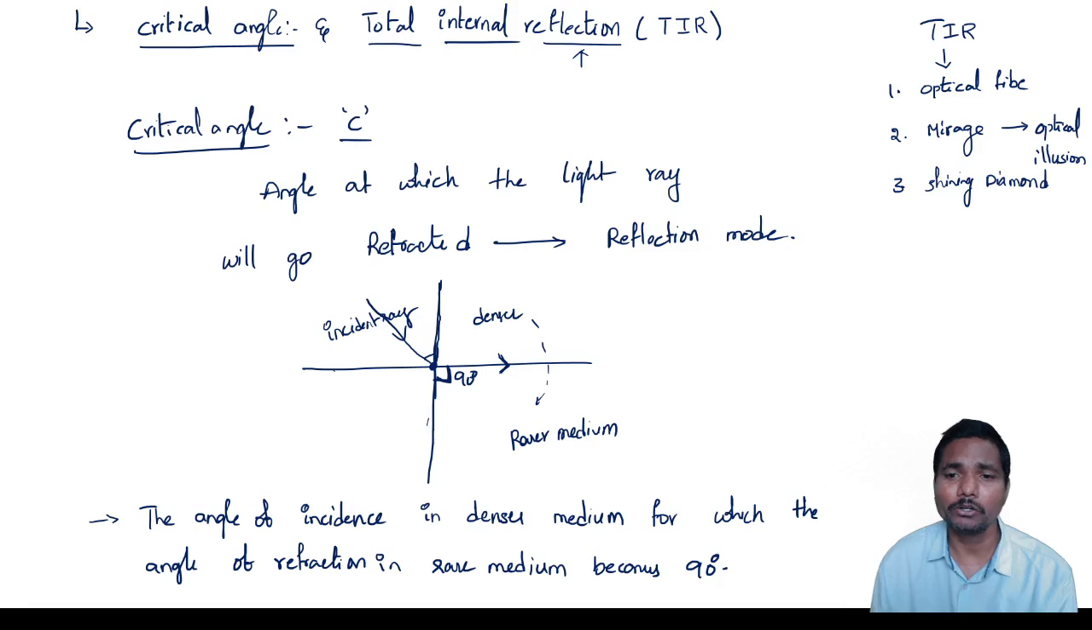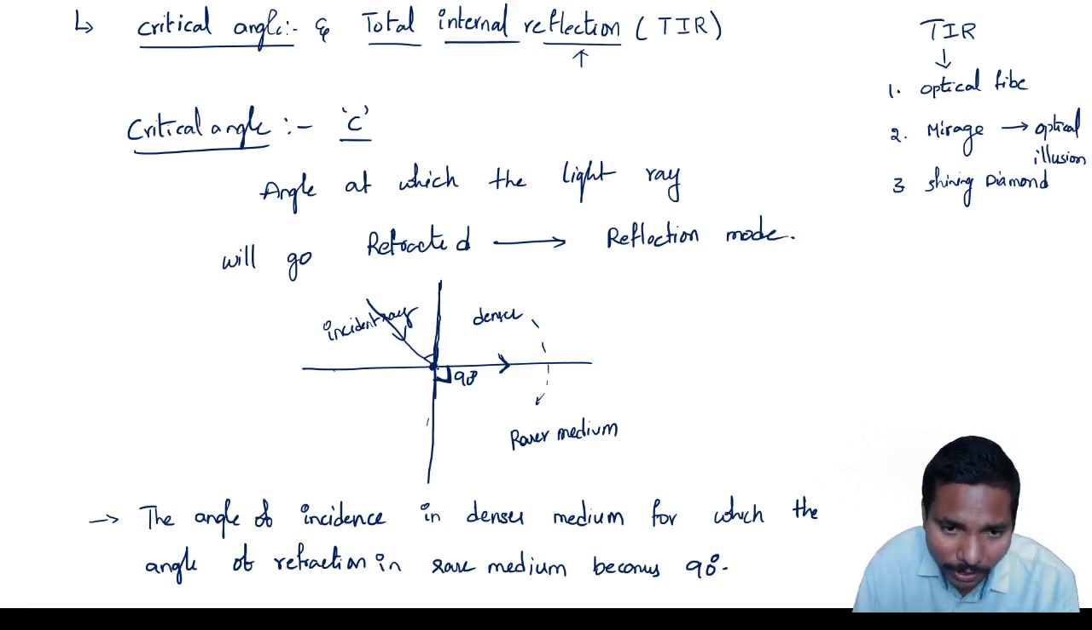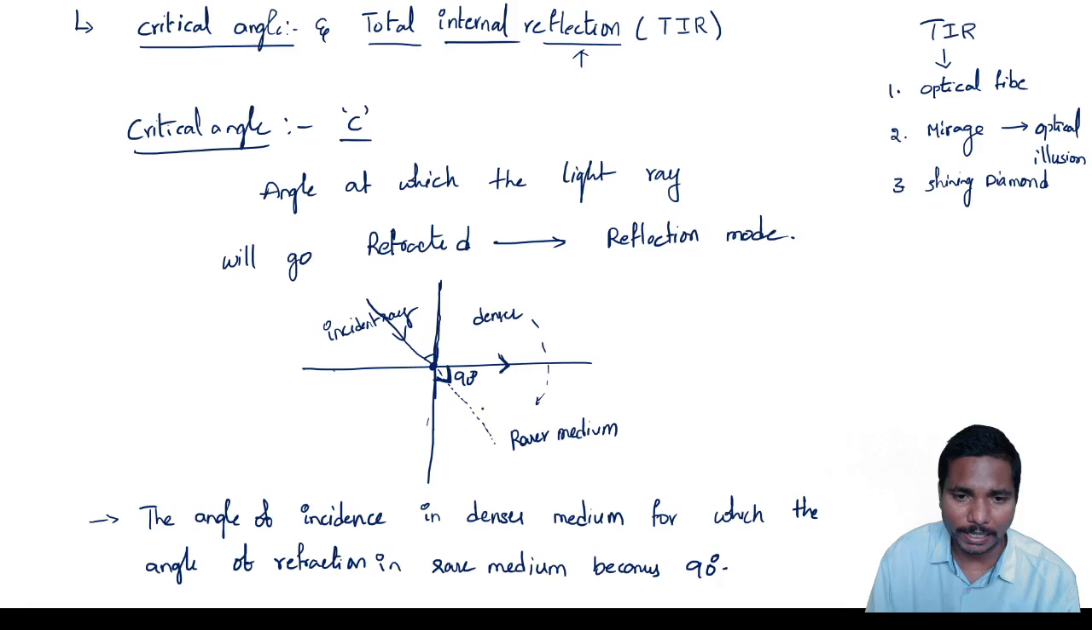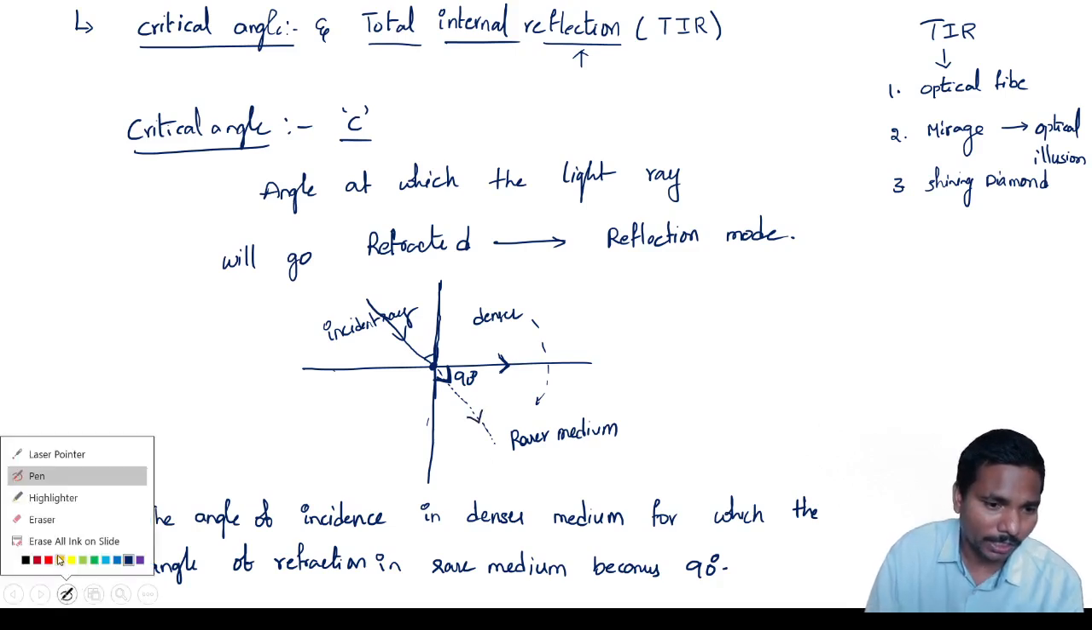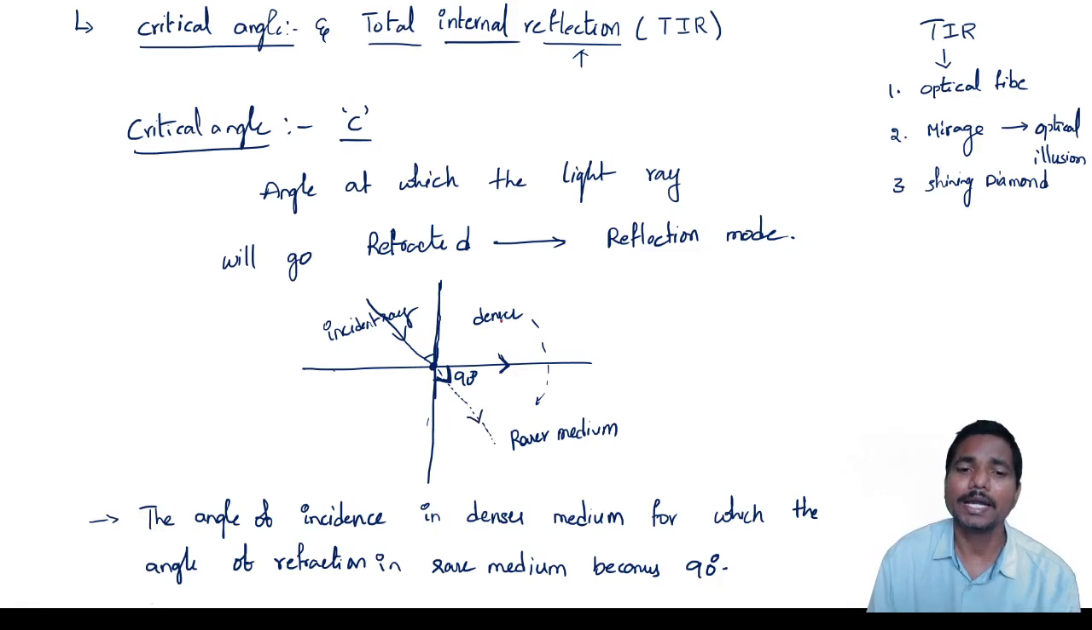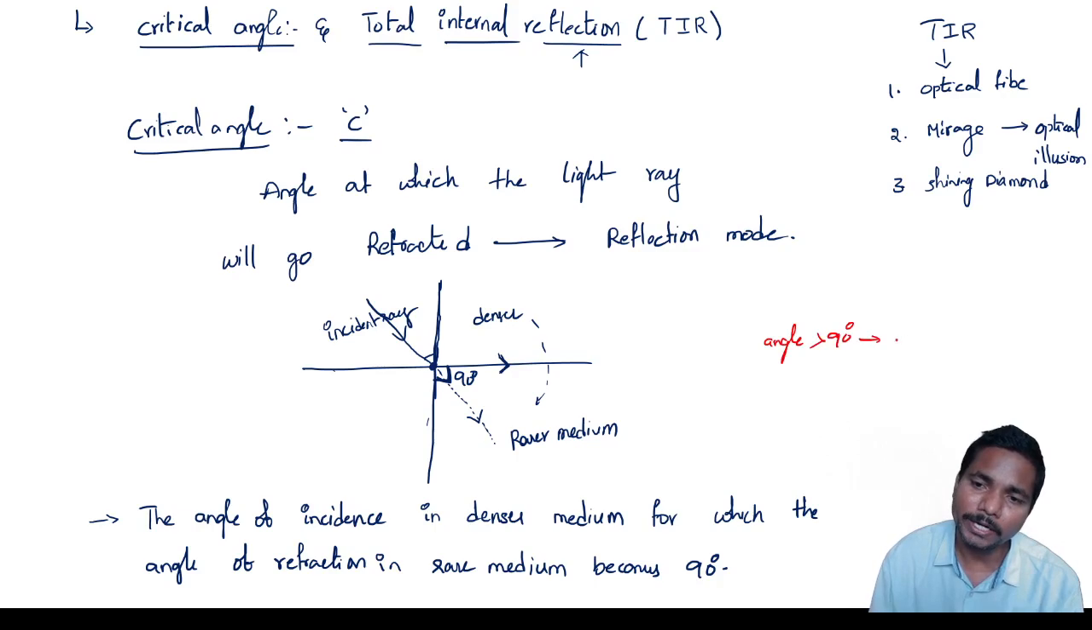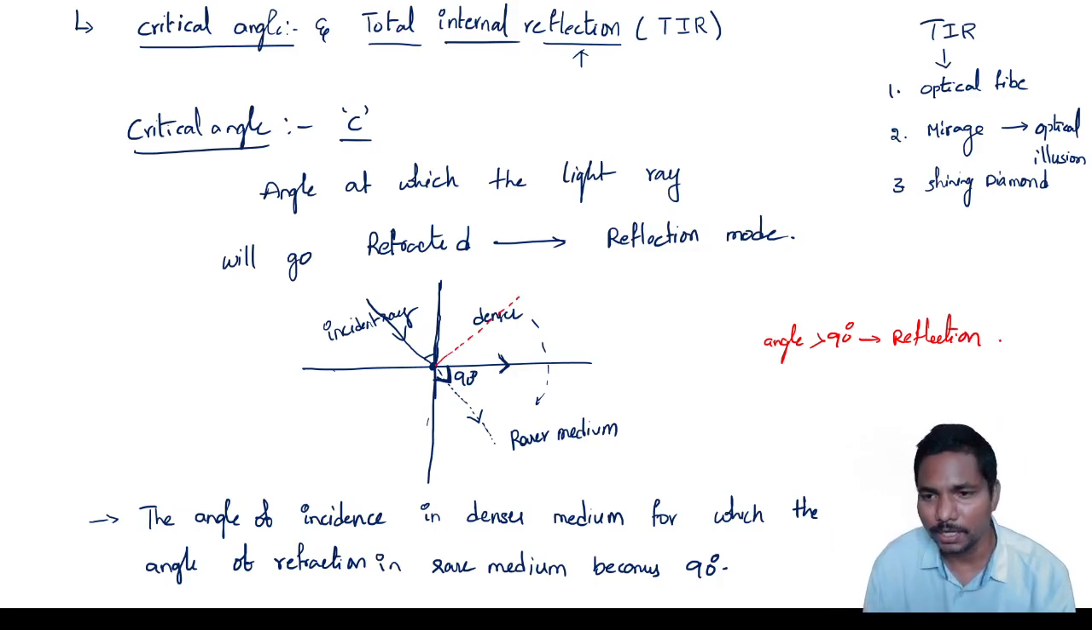Refracted to reflection mode means actually it is the refraction from denser to rarer. If it is moving denser to rarer, it is a refraction. But if the angle is greater than the critical angle, it will enter into reflection mode. Reflection mode means again it will enter into the denser medium. That is nothing but total internal reflection.